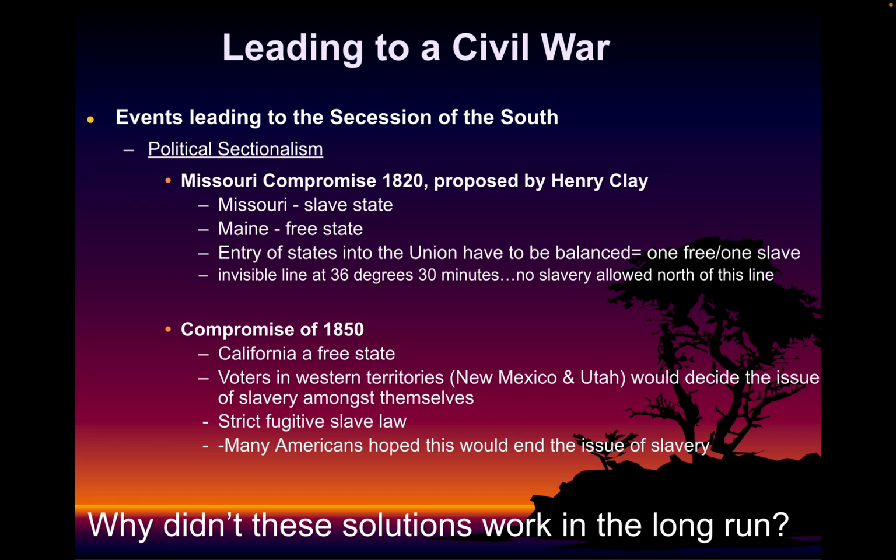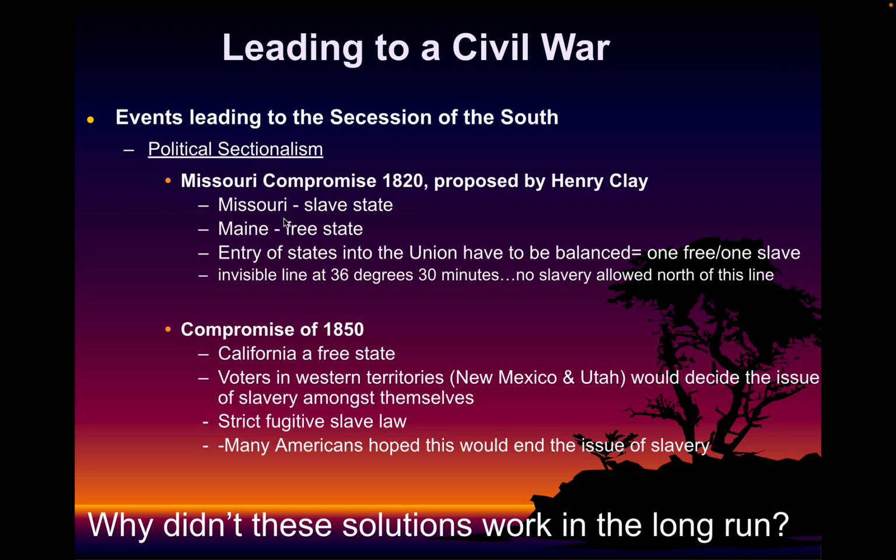And for the longest time, we wanted to keep this balance as a nation to make sure that slaveholding states had the same power as non-slaveholding states. So in other words, whether you were a northern state or a southern state, we wanted to keep that balance of power very equal within our country.